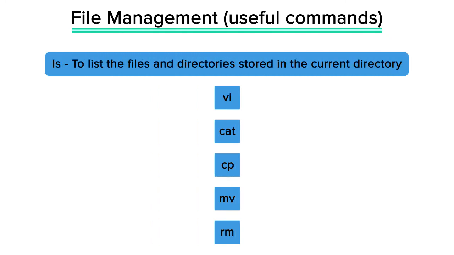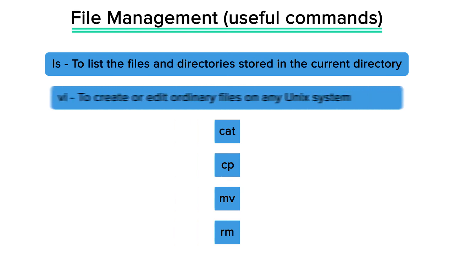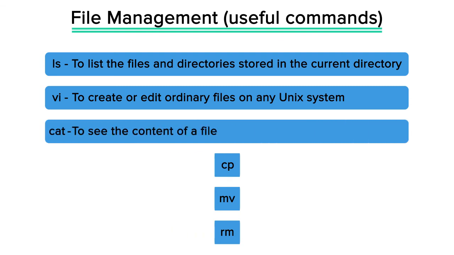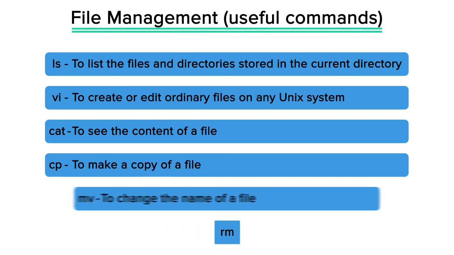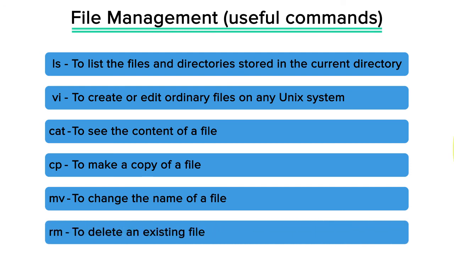To list the files and directories stored in the current directory, use the following command, ls. You can use the VI editor to create or edit ordinary files in any Unix system. To see the content of a file, you can use the cat command. To make a copy of a file, use the cp command. To change the name of a file, use the mv command. The mv command will move the existing file completely into a new file. To delete an existing file, use the rm command.